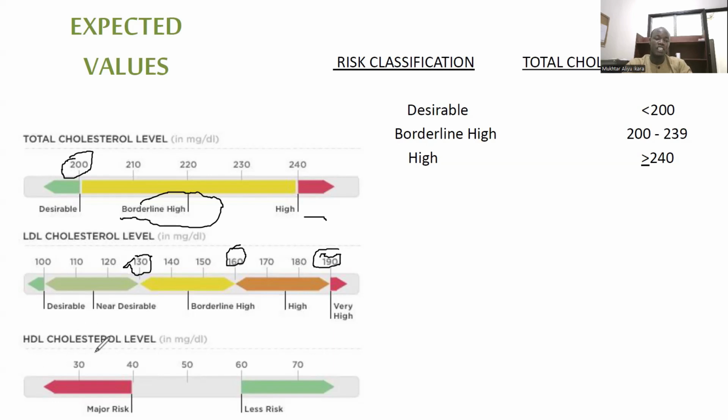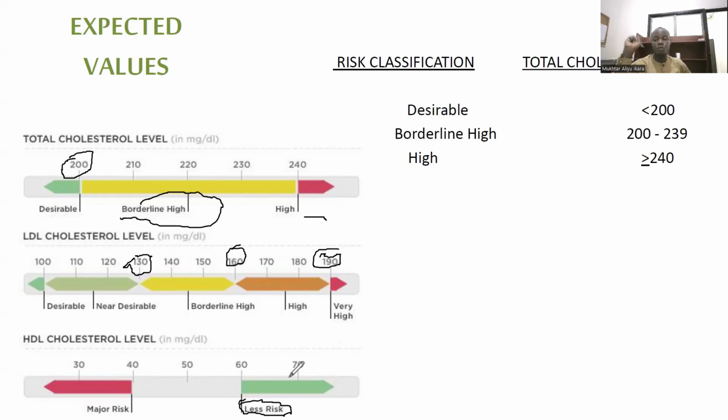And then we also have the HDL cholesterol level. The major risk is when it is between 30 to 40 milligrams per deciliter. And of course, if you have 60 to 70, it is the least risk. It means that you have a lower risk of coming down with a cardiovascular disease.